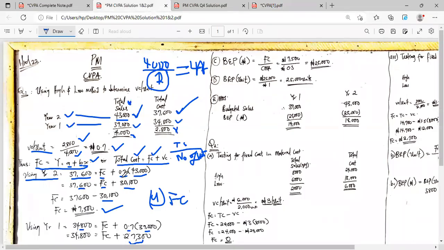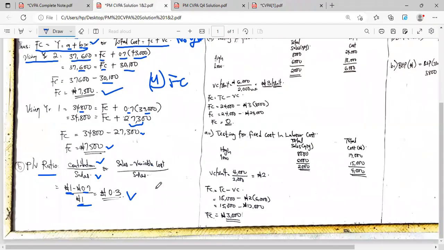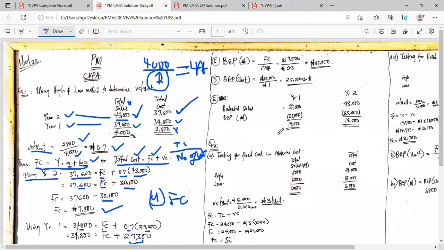What's our fixed cost? 7.5. We solved for it before. What's our contribution margin ratio? 0.3, which is this. So if you divide it, we have 25,000.